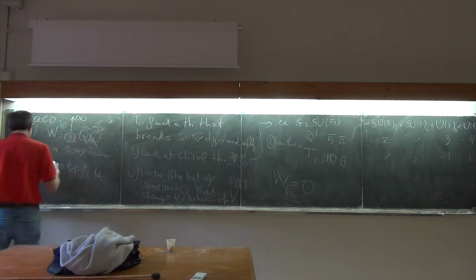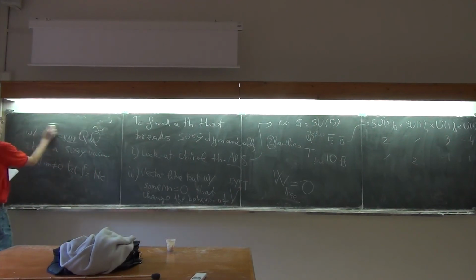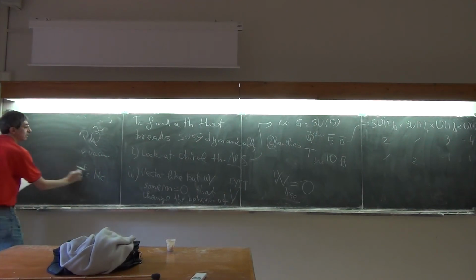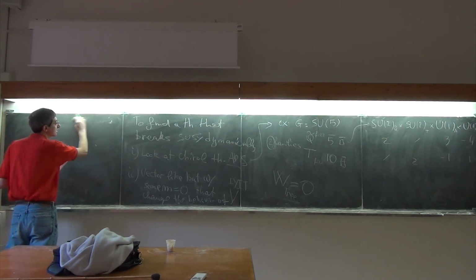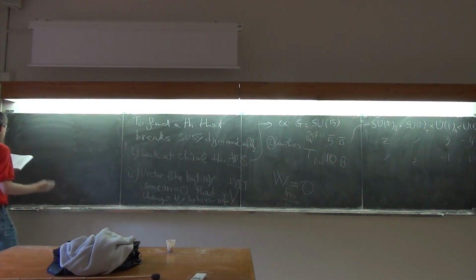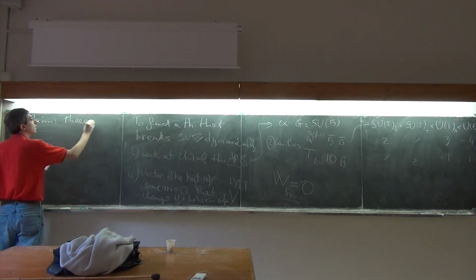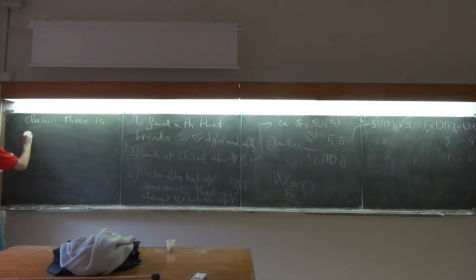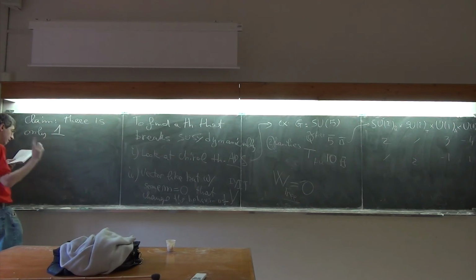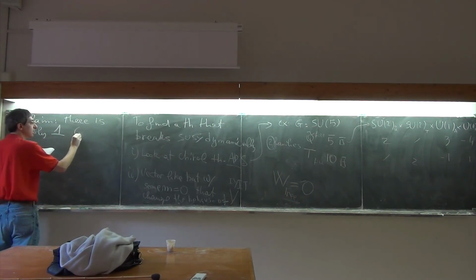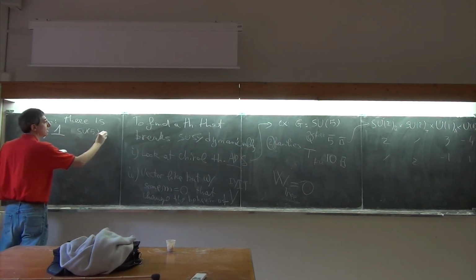And then the other statement is that group theory in this case remarkably singles out, and we are not going to prove this, it's just basic group theory, the claim: there is only one invariant, SU(5) gauge invariant.